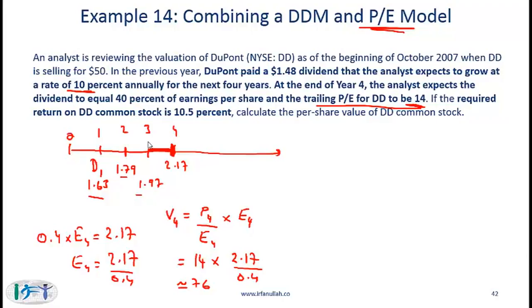And then the value or the price would be the PE ratio times the earnings. The question is which earnings? Given that we are using a trailing ratio over here, it should be the earnings for the trailing year, which in this context would be the 4th year.